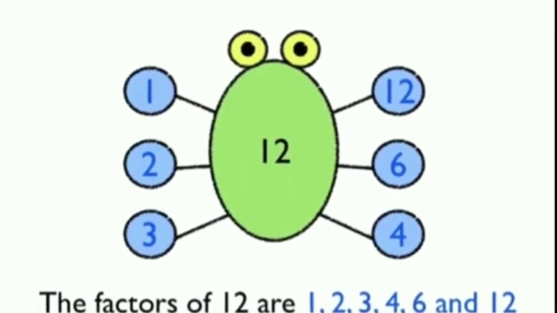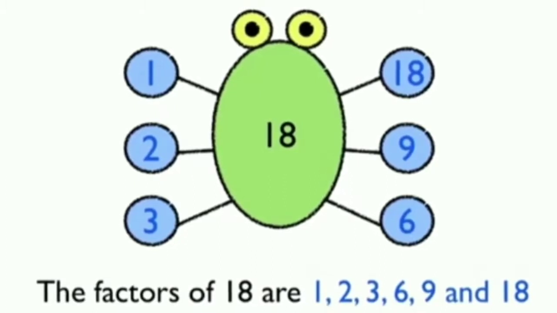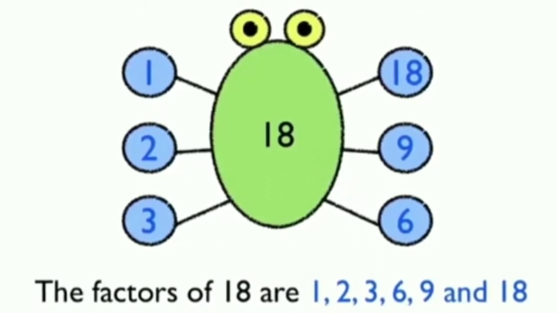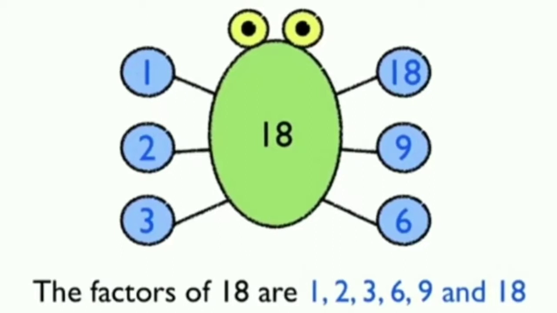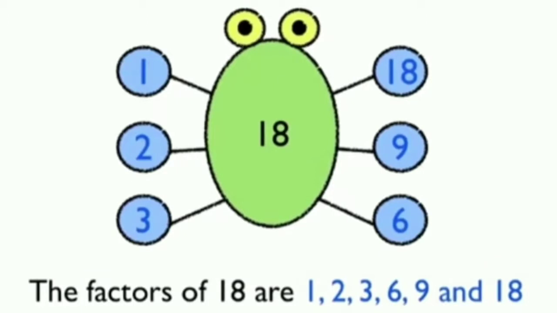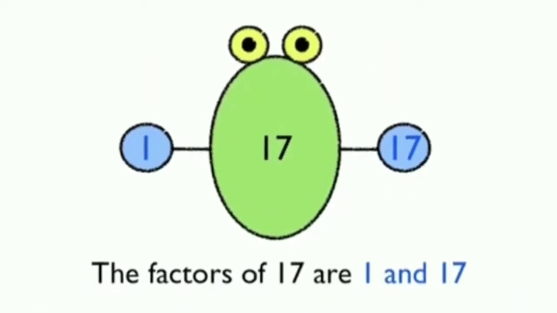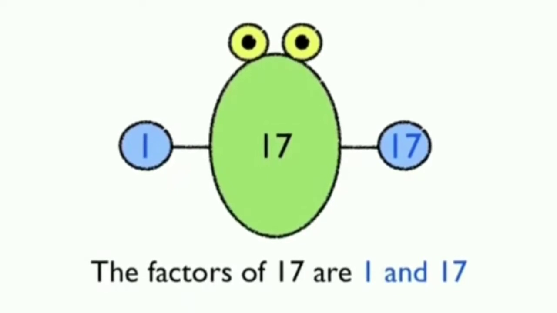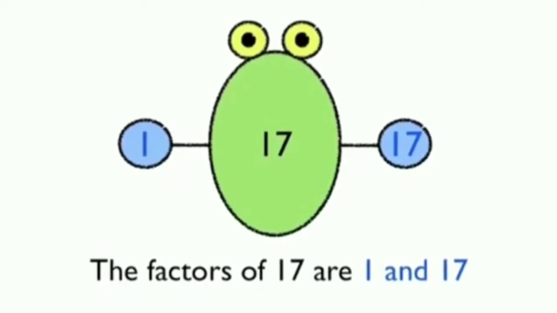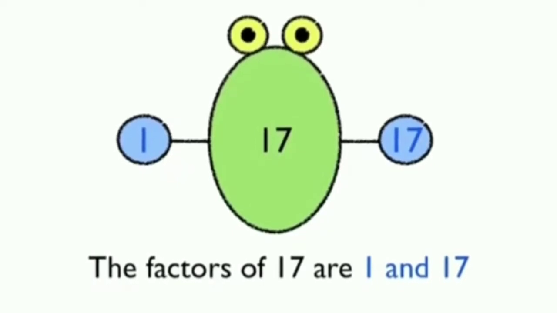Similarly, you can write the factors of other numbers also. For example, I have taken the example of 18 here and have written its factors as 1, 18, 2, 9, 3, 6. Let us take another example. Here I have taken an example of 17. The factors of 17 are 1 and 17 only.